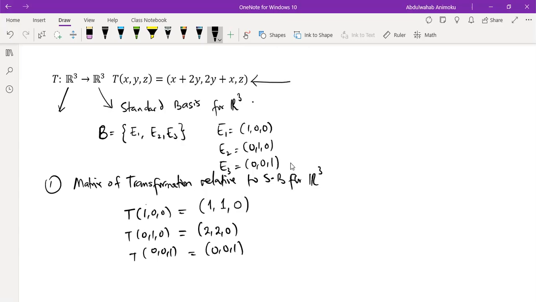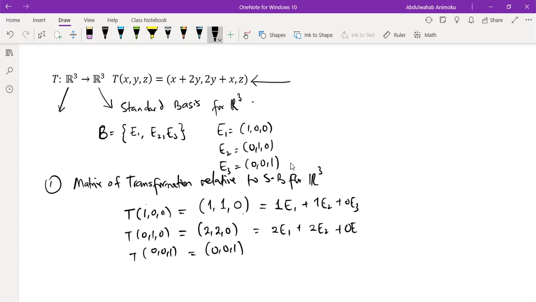And why is it 0, 0, 1? It is because x and y are 0. So basically, when x and y are 0, the first two components will be 0, 0. And the last component will just be 1 because z is 1. Now when we have this, we also need to write this vector as a linear combination of the standard basis, because remember we are using the standard basis for both the domain and the range. Because these vectors are in the standard basis, it basically means we're going to have 1 E1 plus 1 E2 plus 0 E3, and we can do the same thing for the rest.